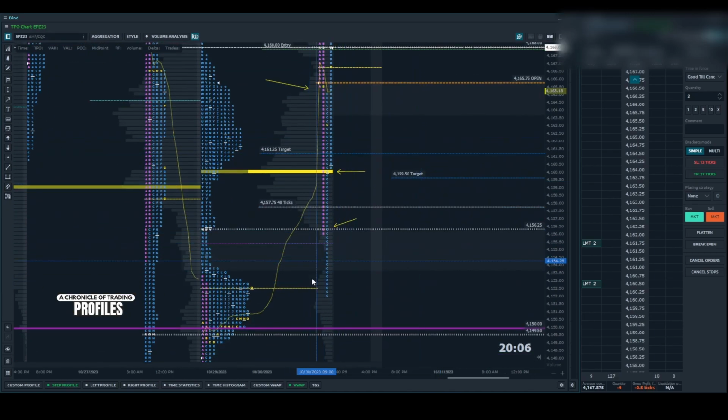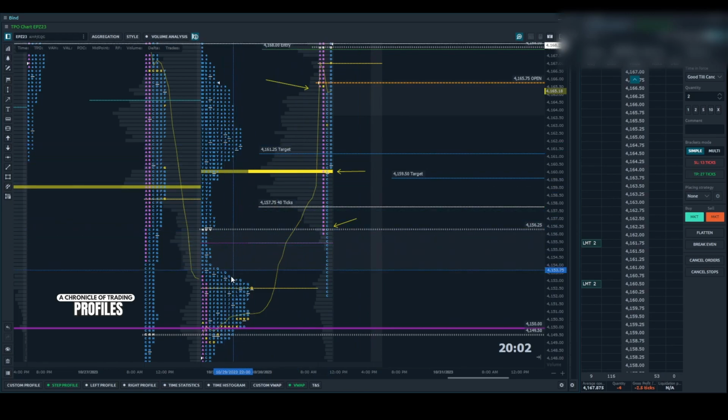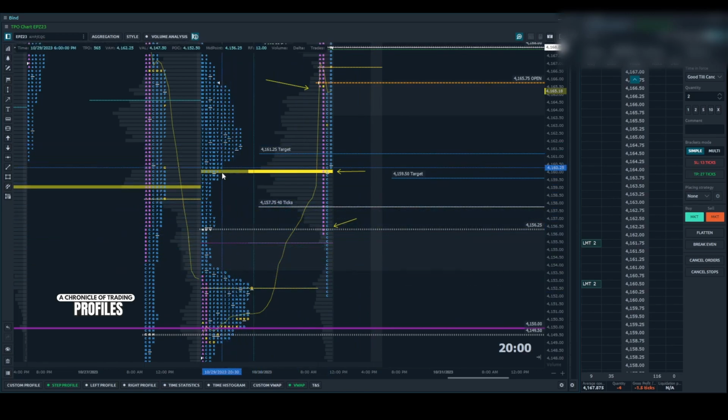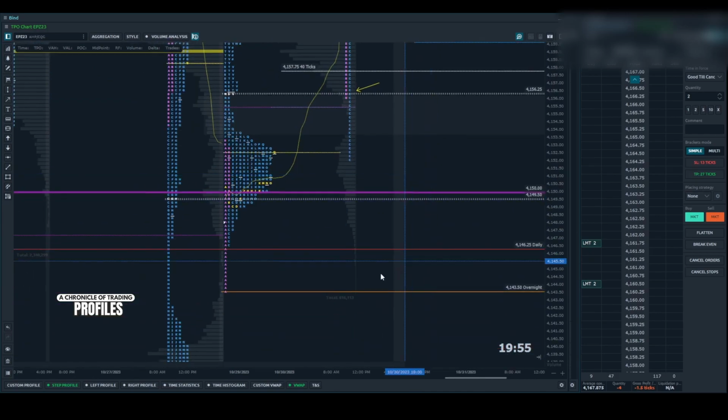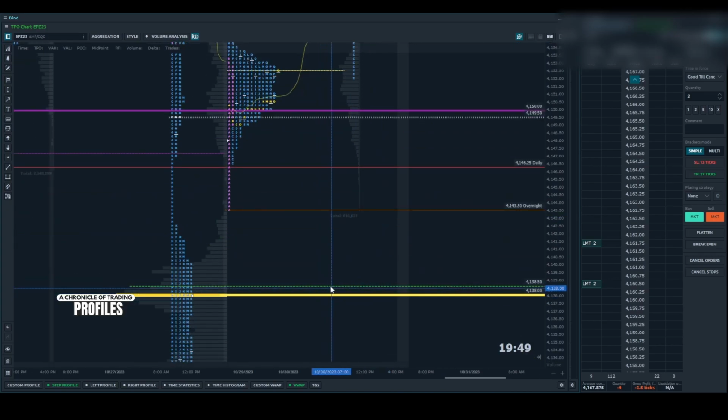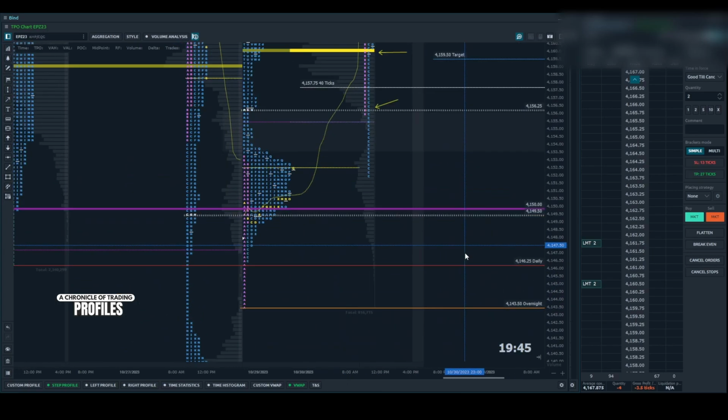You can see that low volume node there in the volume profile. You can see how there's a double distribution from this morning. So I'm looking at those. And I'm looking at this as a possible extended target. That's the low from Thursday. And then you have the overnight low. There's the orange line. And then all the way down at the POC from Friday would be my ultimate goal.